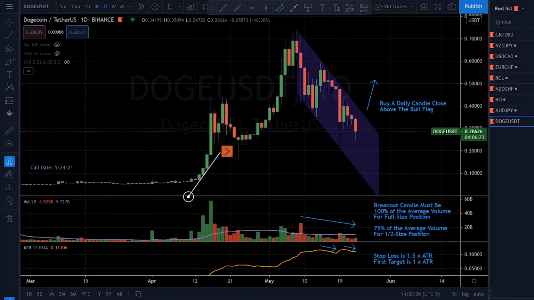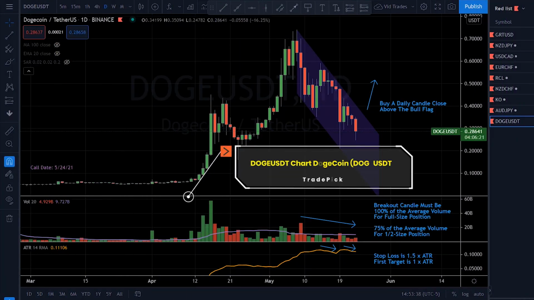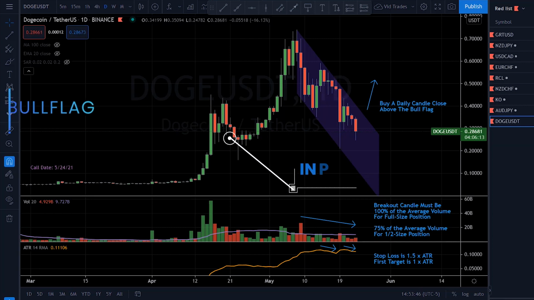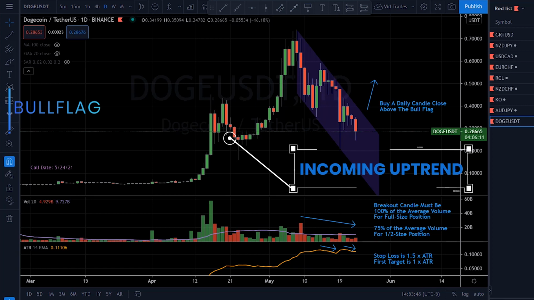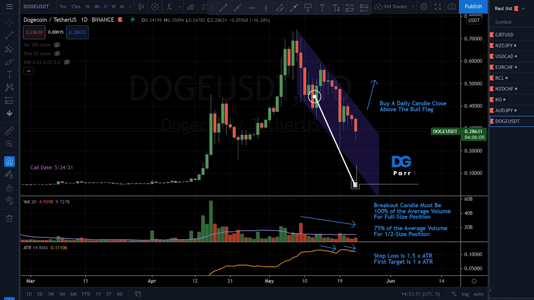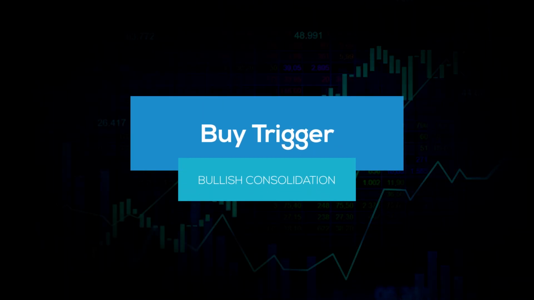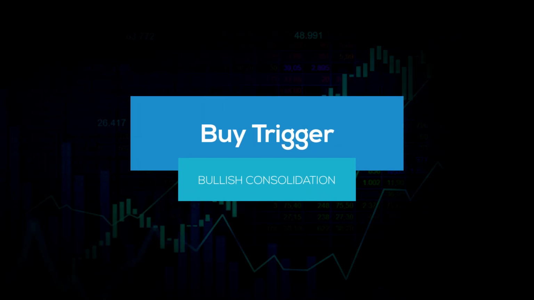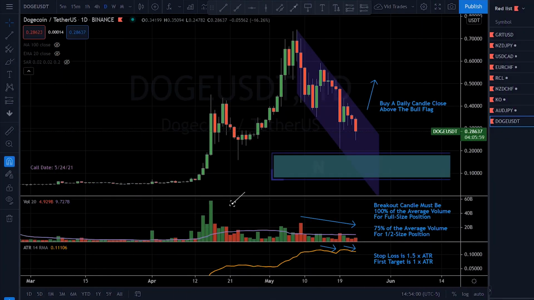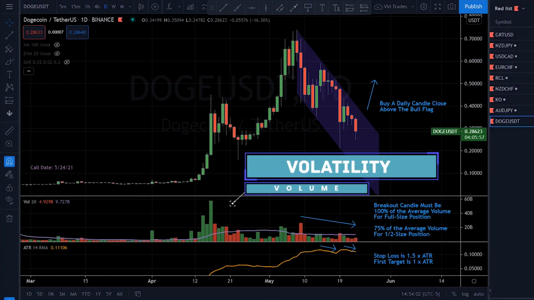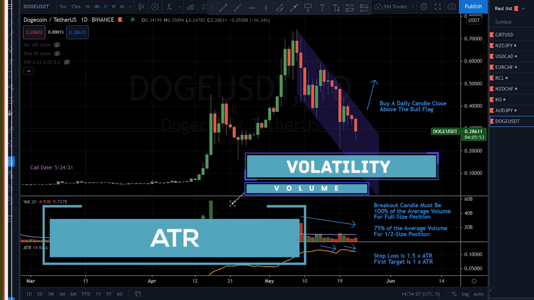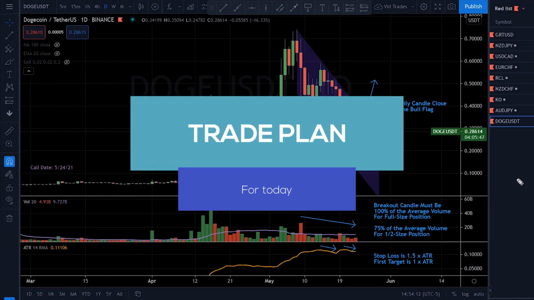And our next trade pick is a bull flag on DogeCoin, or DOGE-USD. A bull flag consists of an incoming uptrend like this one right here and a descending parallel price channel like this. A bull flag is a bullish consolidation, so I will only take a bull trigger on this. And the pattern is confirmed by a decline in volume and volatility, as I mentioned earlier. I measure the volatility again using the ATR. And here's the trade plan.